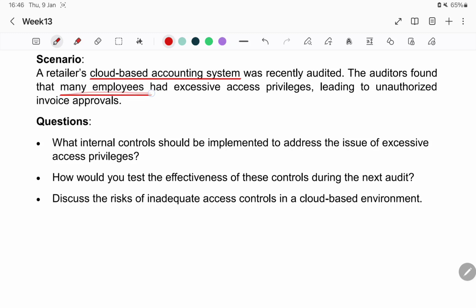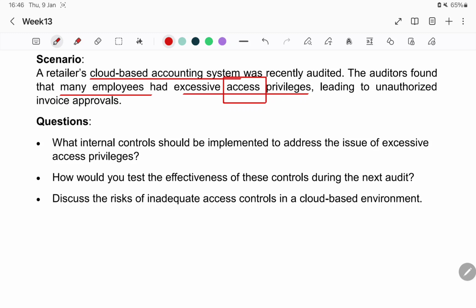Many employees have this excessive access privilege. You understand? It means they can access anything. Let's say Rajin, you are in this company, you can access everything: the customer data, the human resource, all the financial things.